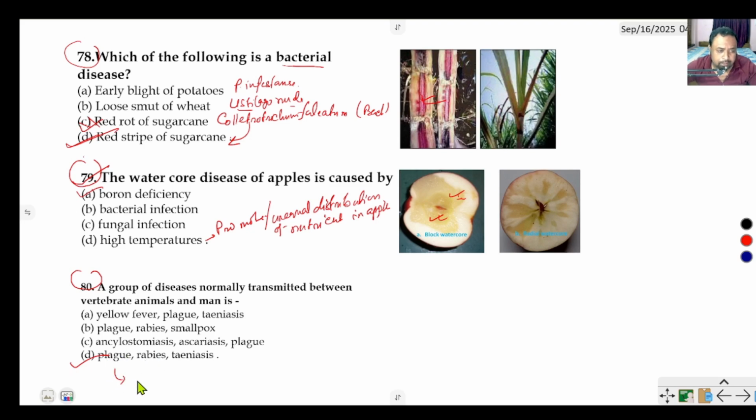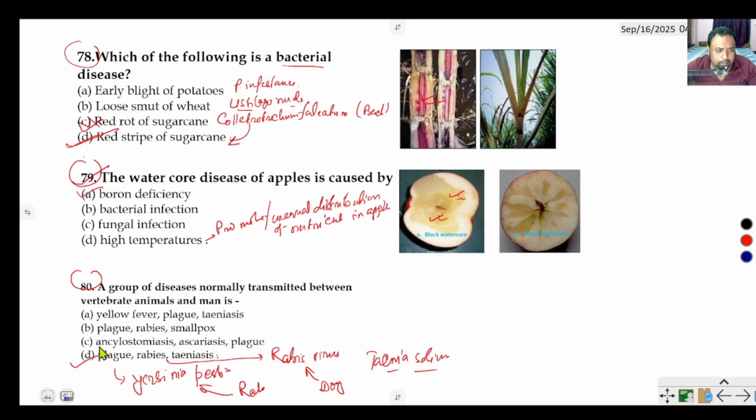Plague is caused by Yersinia pestis, from rats. Rabies is caused by rabies virus, from dogs. And teniasis is caused by Taenia solium, transmitted from one man to another.